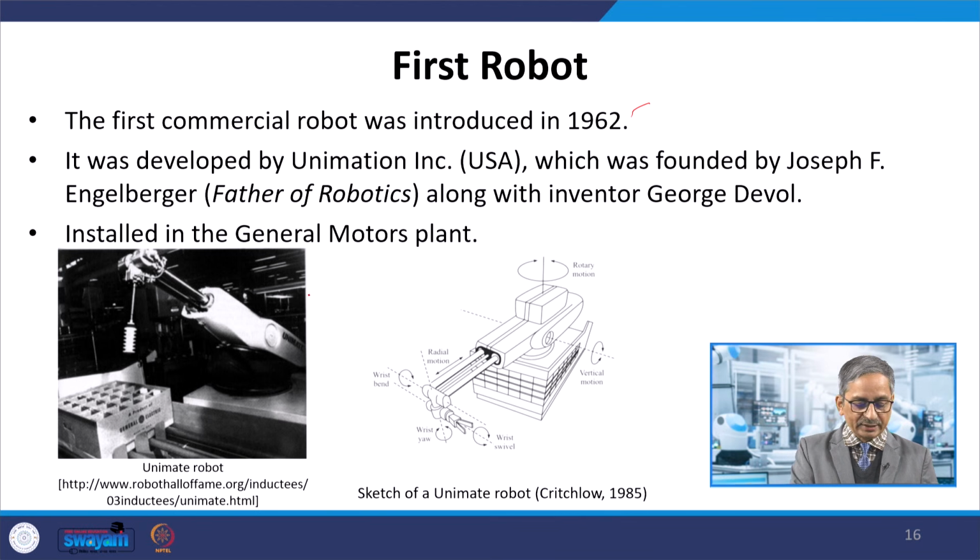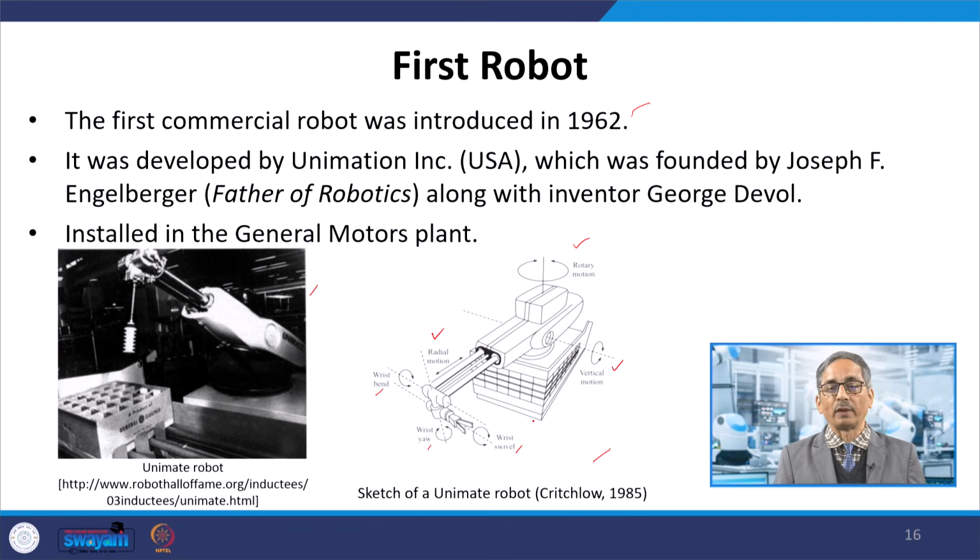Here we can see the Unimate robot, and here we have the sketch of the Unimate robot, where the various degrees of freedom are shown: the rotary motion, the vertical motion, and the radial motion, and for the end effector we have the wrist bend, wrist yaw, and the wrist swivel.